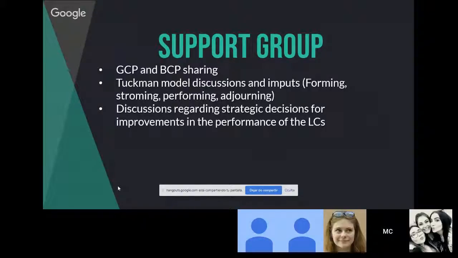The second one is discussions in terms of the Tuckman model. So all of you with your EVs are going to go through 4 different phases: forming, storming, sorry for the mistake there, storming, performing, and adjourning. And all of you are going to have this. Any team in the world has these phases of the Tuckman model. So you can share how to accelerate the process or how to do things properly for each one of the stages. And the last one is discussions regarding strategic decisions for improvements in the performance of the LC.